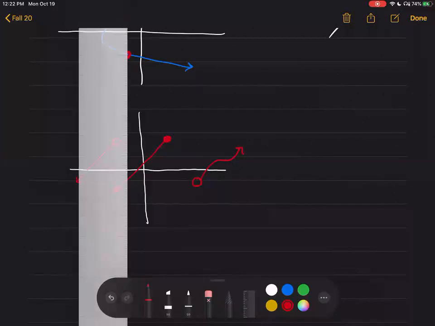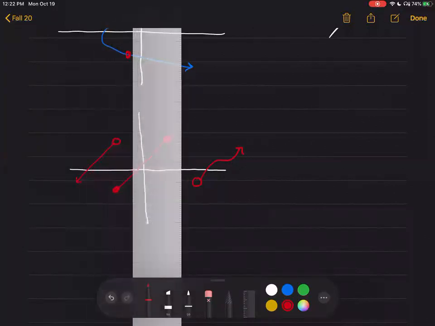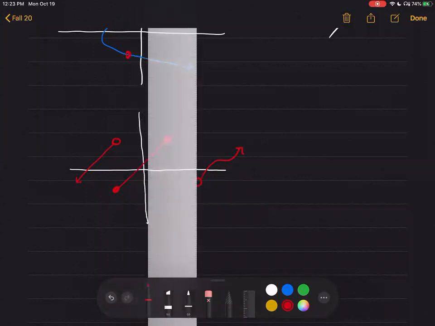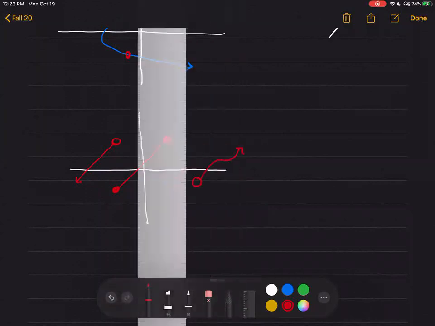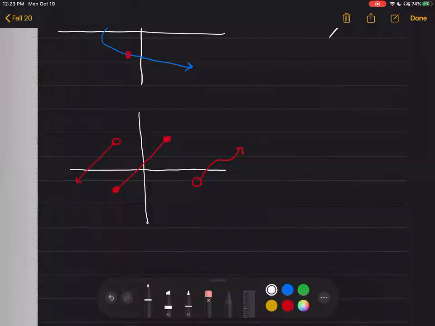So we're good here. And we're good, we're good, we're good. And then even though there's no function here, that's totally fine. And then this one, of course, also passes. So this one is yes. This one passes the vertical line test.